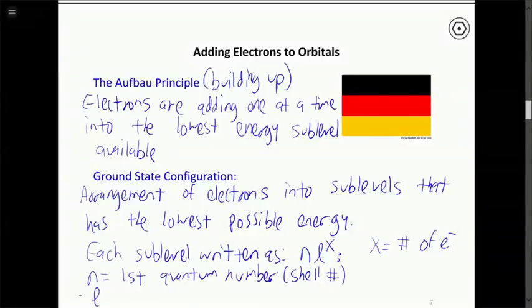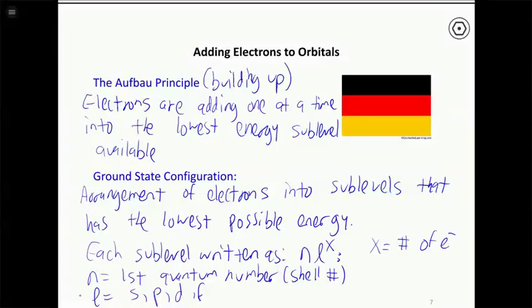And then L is going to be one of the letter designations for the second quantum number: S, P, D, or F. So just like we conventionally do for a subshell, we call it either the 1s or the 2p. We use the letter abbreviation for the second part of that. Okay, so each sublevel is going to be written out in this form where we list the subshell and then tell with a superscript X how many electrons are in that subshell. We write out as many subshells as we need to add all the electrons into it.